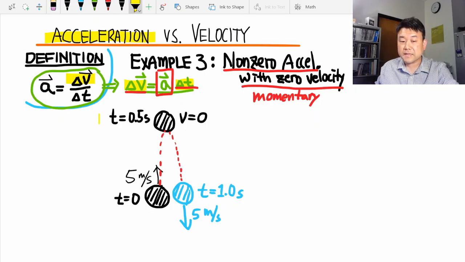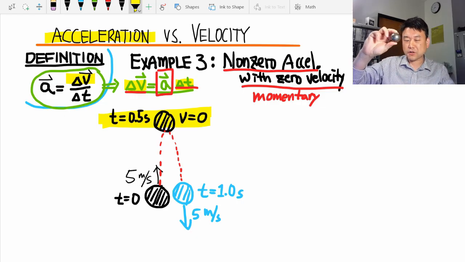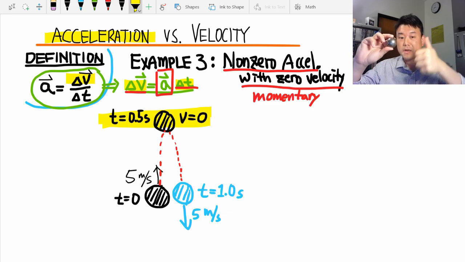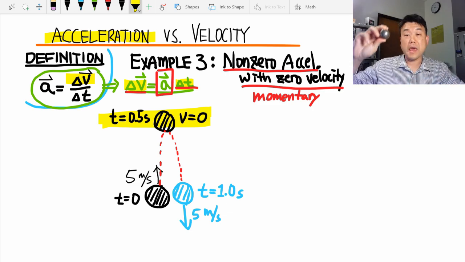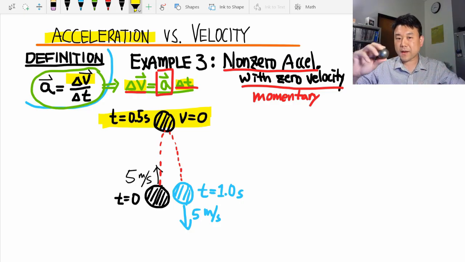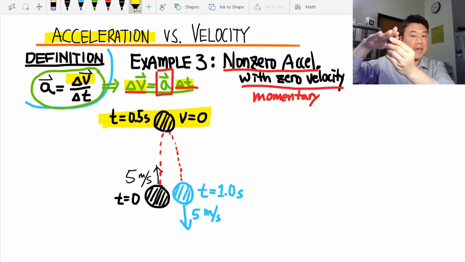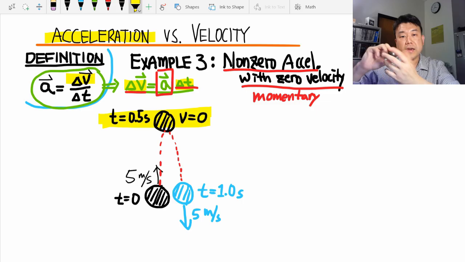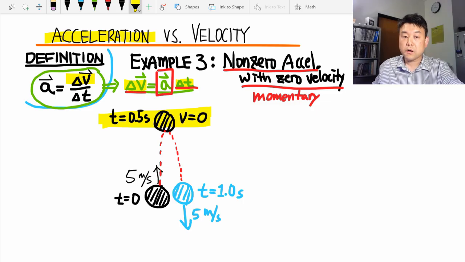So at that exact moment, when the ball is at the top, its velocity is 0. I can say that its velocity is 0 without actually measuring it from this argument. If it had positive velocity, it would be moving upward more. If it had negative velocity, it would be moving downward. So by the fact that it's at the very top, its velocity has to be 0 because it's neither moving upward nor downward. And I'm saying that this is an example where acceleration is not 0.